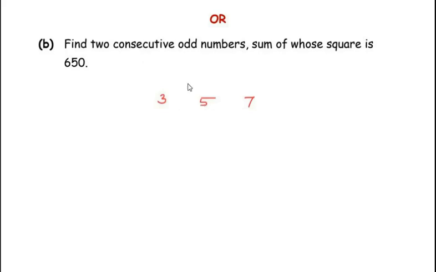So we have to find two neighboring odd numbers, the sum of whose squares is 650. For example, if I take 5 and 7, I'm going to write them as 5 square and 7 square. So I'm going to take their squares and their sum, and this should be equal to 650. Now this is just an example which I have given. We need to find out what those odd numbers are.